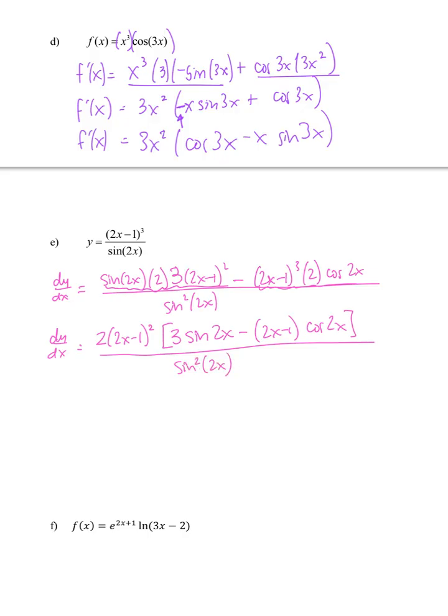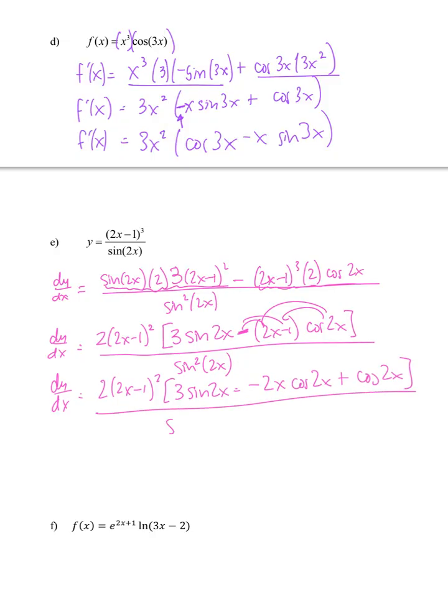Okay, so I'm going to need in the brackets to distribute this cosine of 2x along with this negative. Okay, I'm distributing 2 different things. So that would become negative 2x cosine 2x and positive cosine 2x all over sine squared 2x. And then I do not have any like terms. So that's my whole answer.